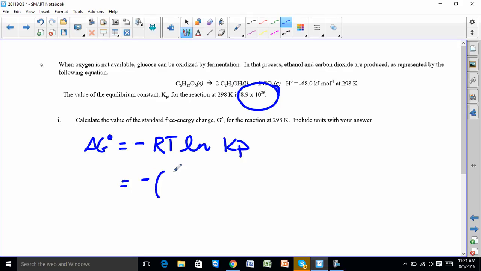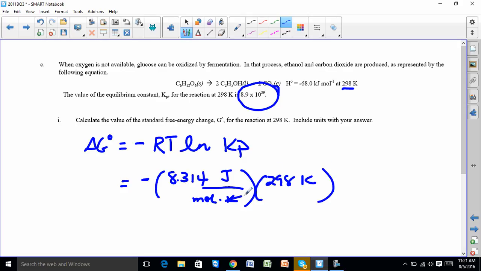Negative. In thermo, we always use this value of R, 8.314 joules per mole K. If you look at the scoring guidelines in 2011 on the formula sheet, this was only given to 3 sig figs. They now give it to 4. The temperature is right here. It's 298 K. Boom, boom.